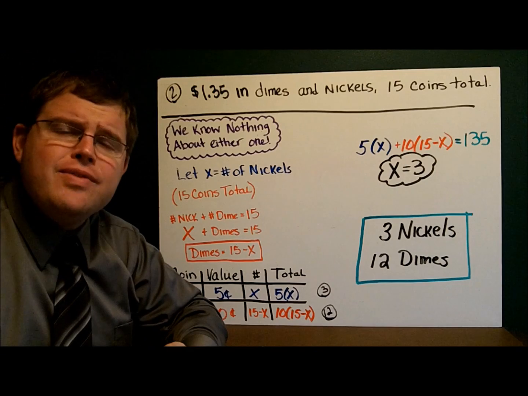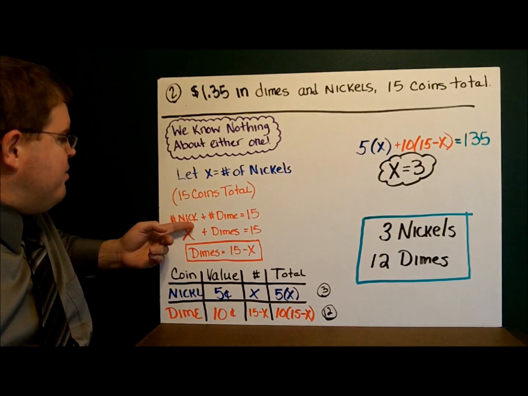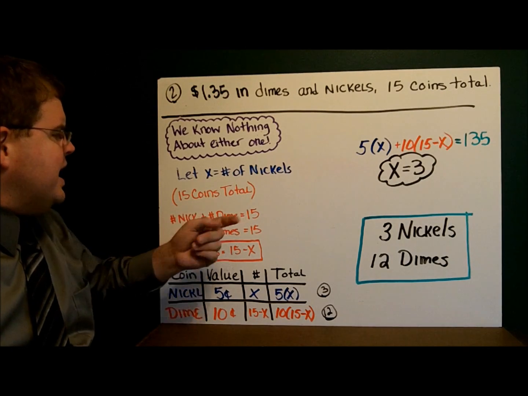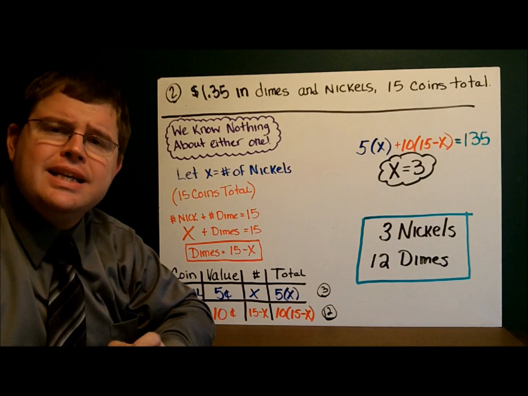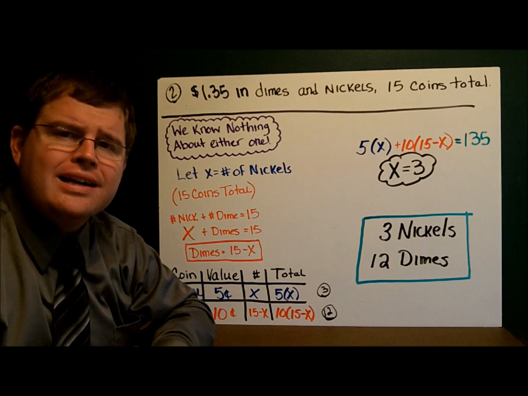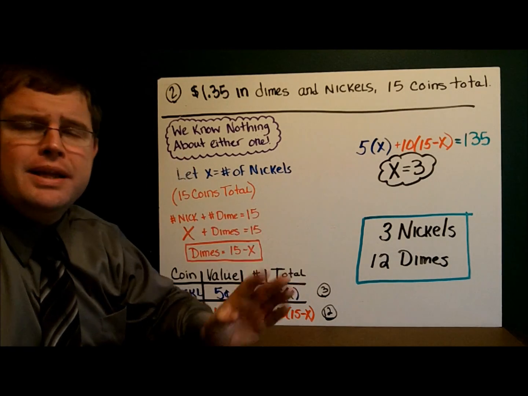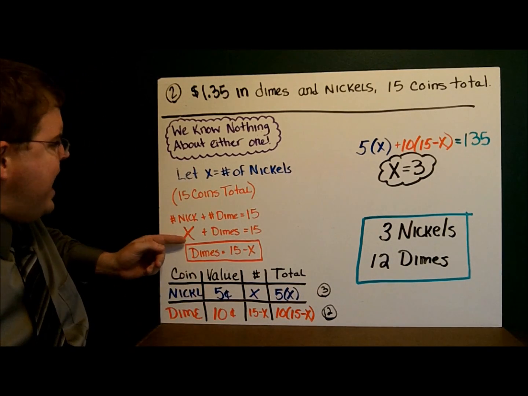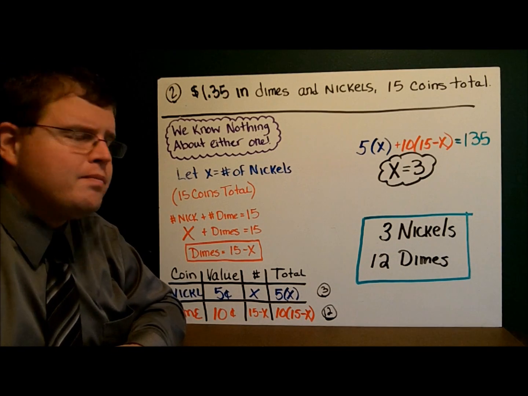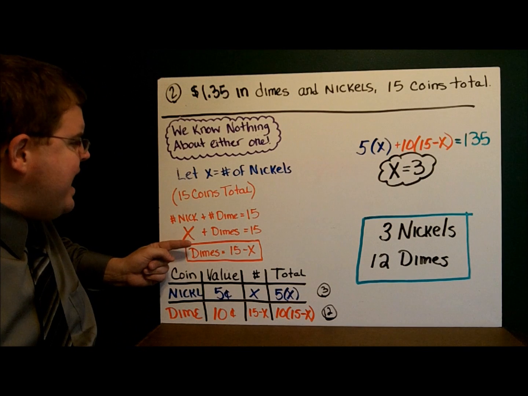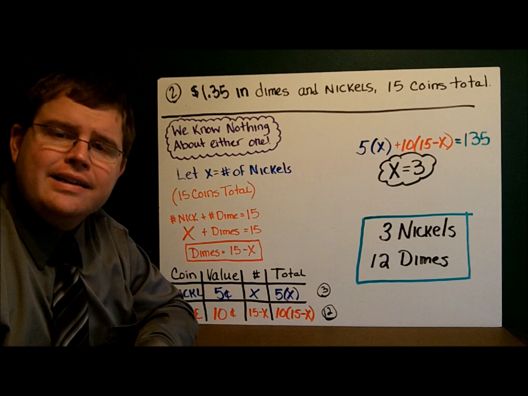Well, when you have this, I recommend writing this little piece out. The number of nickels plus the number of dimes equals 15. And when you have this, it doesn't matter which one you call x. You'll get the same answer in the end. So I decided that x would be the number of nickels. So x plus the number of dimes equals 15. And when I subtract x, the number of dimes is 15 minus x.